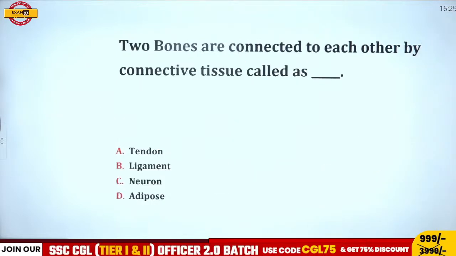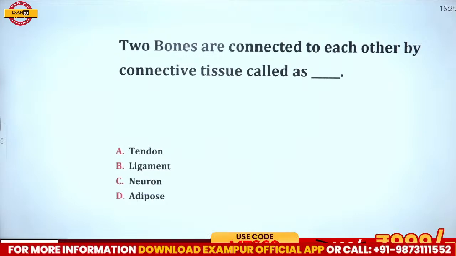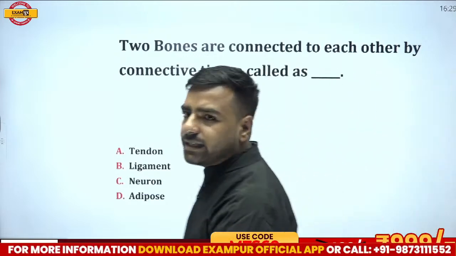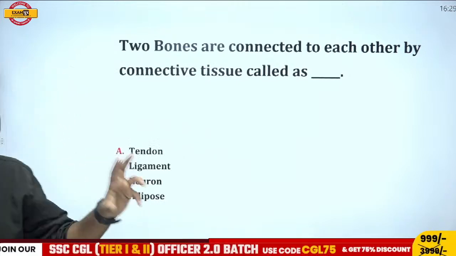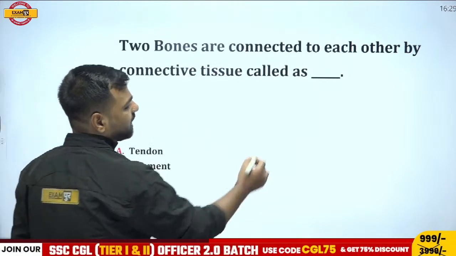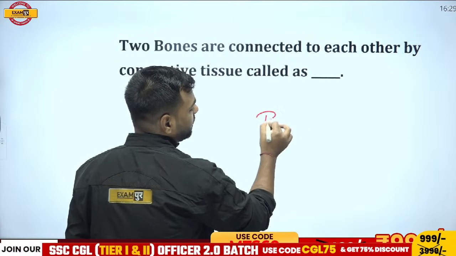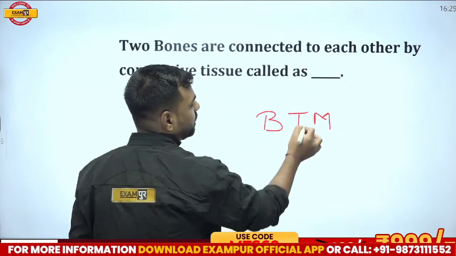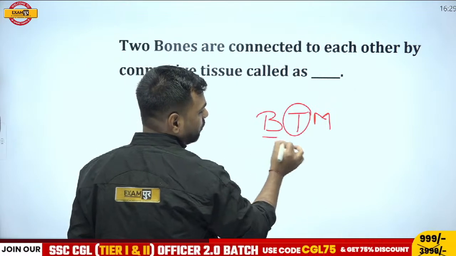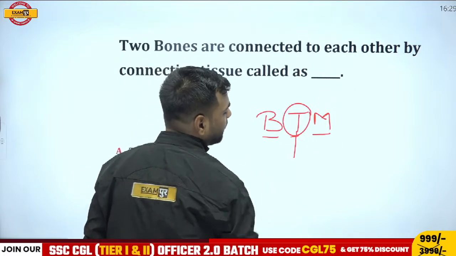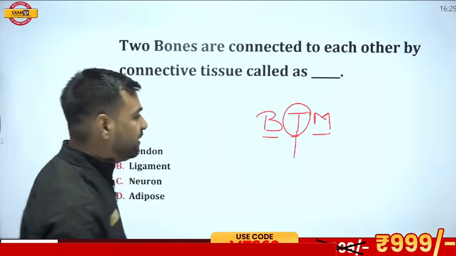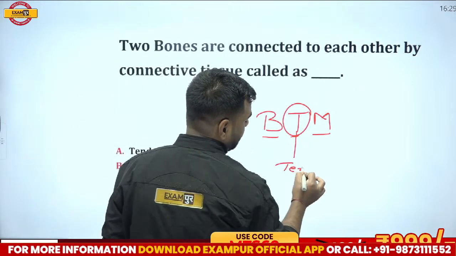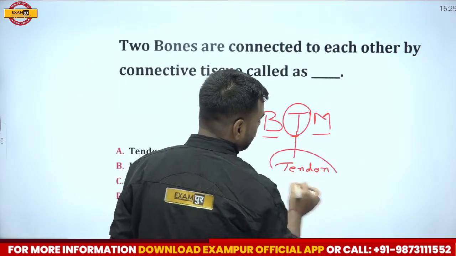The next is, two bones are connected to each other by a connective tissue, which is called what? So two bones are connected together. I have just given you the trick. What was that? If someone asked you what is the part which is connecting bone to muscle or muscle to bone, that is T for two and T for tendon. So here, tendon was connecting bone to muscle.